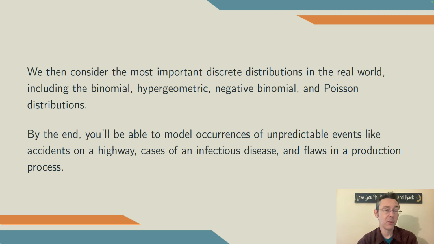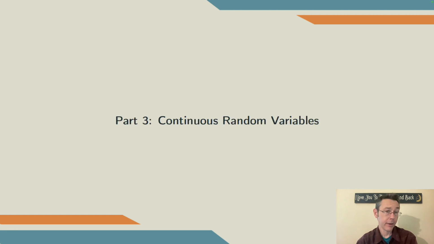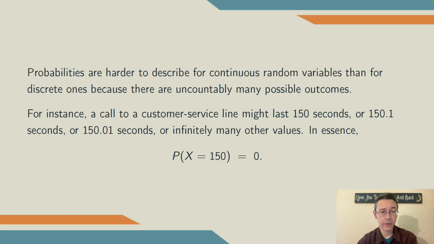By the end of this section, you'll be able to model occurrences of unpredictable events like accidents on a highway, cases of an infectious disease, or flaws in a production process. The next part of the course is continuous random variables.